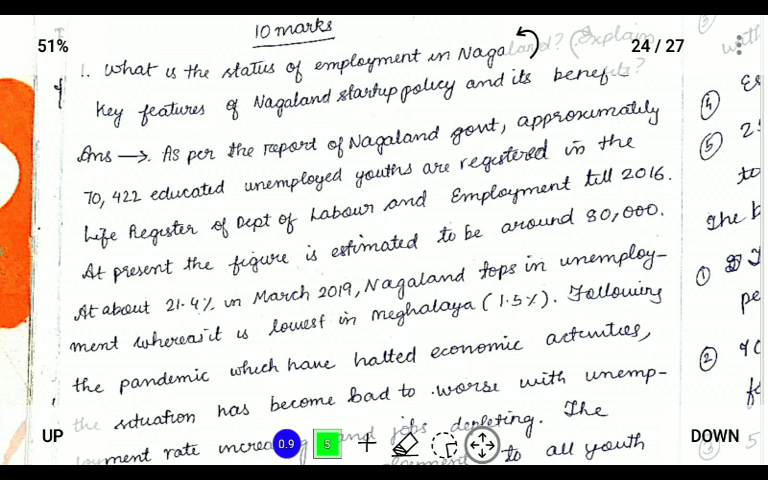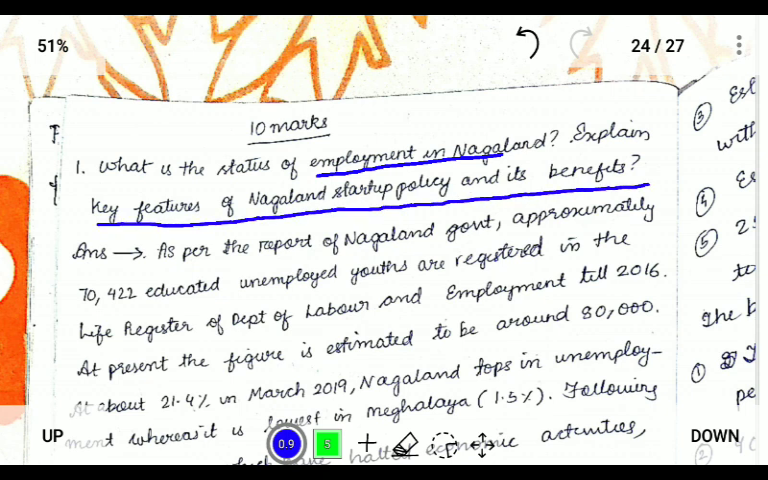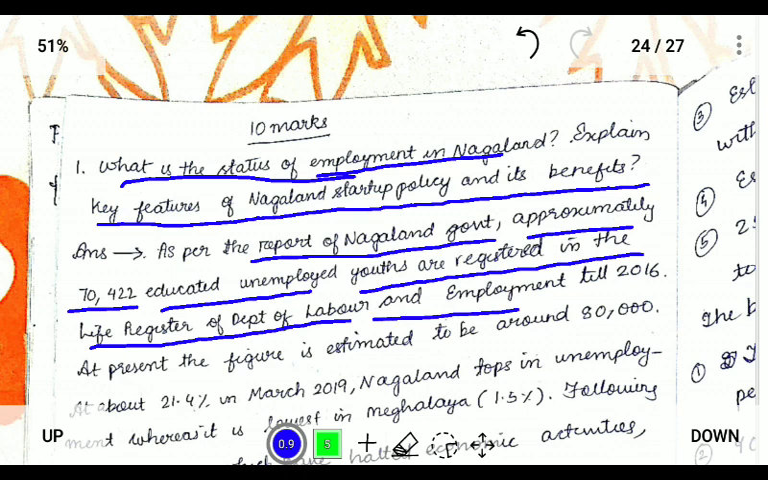So we come to the 10 marks question. So this question has two parts. The first part is what is the status of employment in Nagaland, and explain the key features of Nagaland startup policy and its benefits. So the first question is asking what is the condition of the employment status of Nagaland. So we already know that Nagaland is reeling under extreme unemployment. So we can start the example with a report that, as per the report of the Nagaland government, approximately 70,422 educated unemployed Naga youths are registered in the live register in the Department of Labor and Employment till 2016.